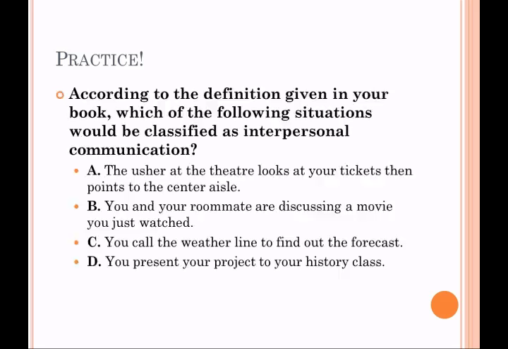So here's the first one. According to the definition given in your book, which of the following situations would be classified as interpersonal communication? Is it A, the usher at the theater looks at your tickets and then points to the center aisle? B, you and your roommate are discussing a movie that you just watched? C, you call the weather line to find out the forecast? Or D, you present your project to your history class? Okay, hopefully this is an easy one. And the answer to this, you see here at the bottom, is B. You and your roommate are discussing a movie that you just watched.